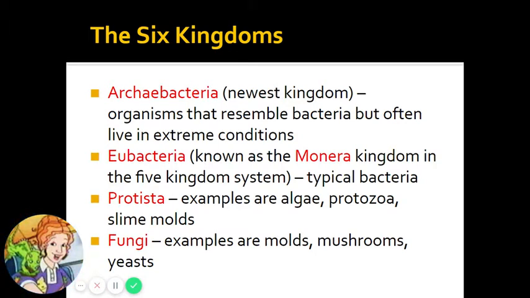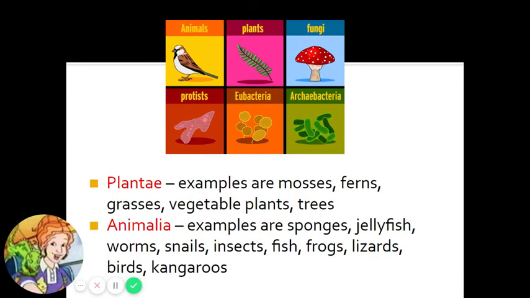So I predict someday we're going to have the Protista kingdom breaking up into 3 separate kingdoms. Then you have your fungi, which is molds, mushrooms, yeast, mildew, things that you're familiar with that you encounter occasionally. You have your plants, you know what plants are, and then you have your animals.